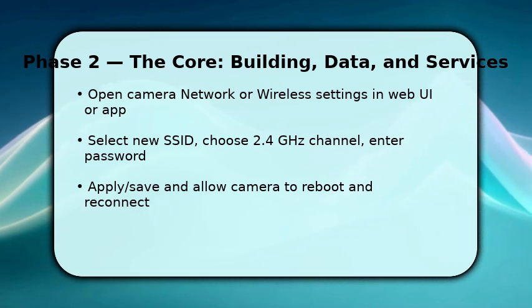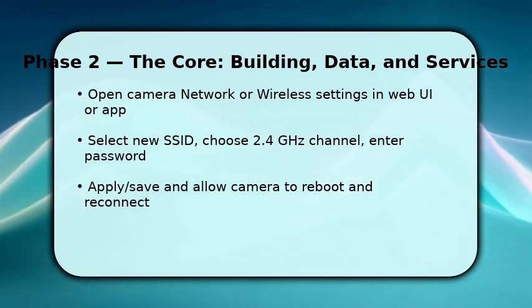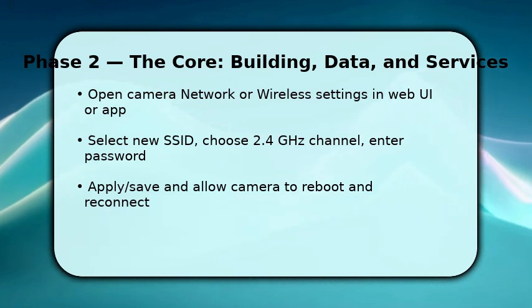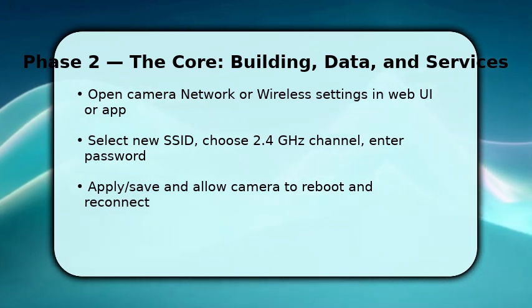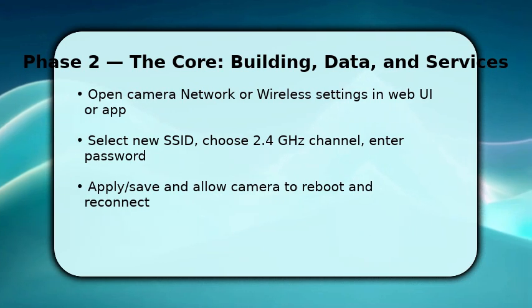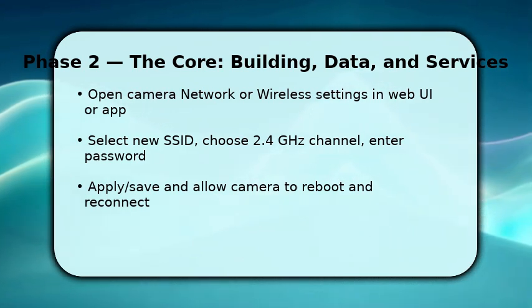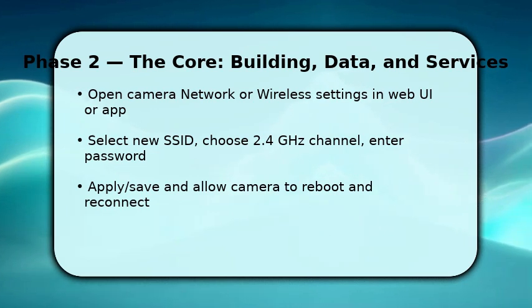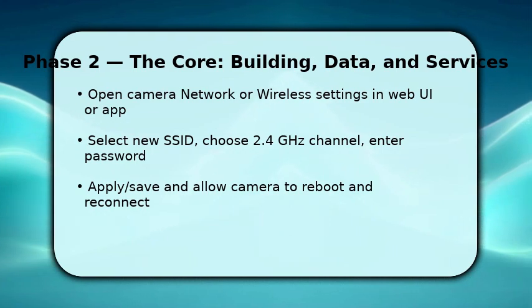Once you apply the settings, the camera will attempt to reconnect, monitor the status indicator, and give it up to 2 minutes. If prompted, set static IP or DHCP as required by your network setup. You verify success by opening live view and checking recordings. If both work, you're done.